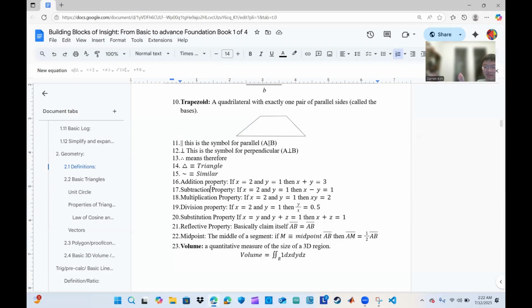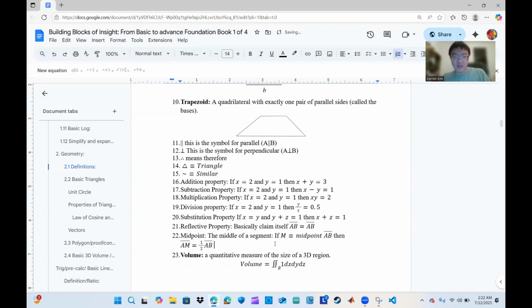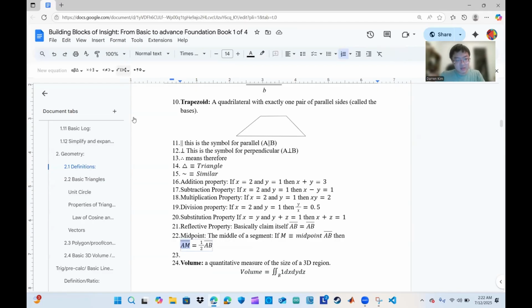Anyway, midpoint is next, the middle of a segment. If M equals midpoint, oh, I forgot to capitalize if. If this equals M, then this is true. Well, sort of. I should put absolute value because technically speaking, I did not. The magnitude of this is true, and magnitude is always true. What I mean by that, magnitude deletes direction, so this statement is true.